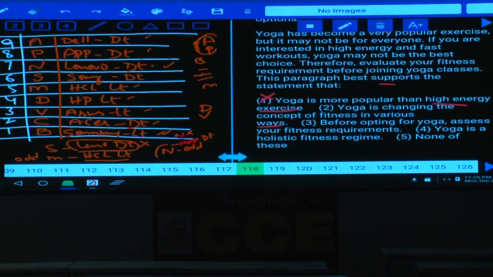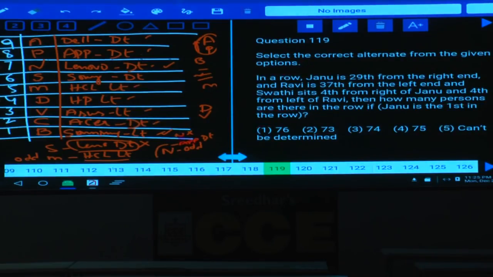And to best support this statement, before opting for yoga, assess your fitness requirements, isn't it? That's what has been clearly given above. Now clearly specified, therefore, evaluate your fitness requirement before joining yoga classes. Before opting for yoga, assess your fitness requirement, that can be best drawn from the above statement. Done with this? 118 choice 3. Then 119 onwards.